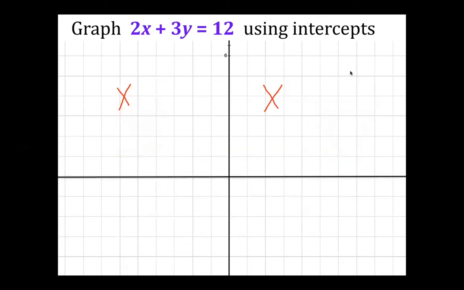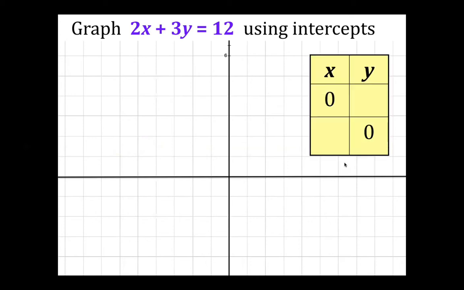Okay, let's go ahead and move on to another example. We have 2x plus 3y equals 12, and we're going to be using intercepts to graph them. This equation is in standard form, so I'll go ahead and use the intercept shortcut. For this example, I'll go ahead and use a chart so that I can organize our points. And our first step, we're going to plug in 0 for x.